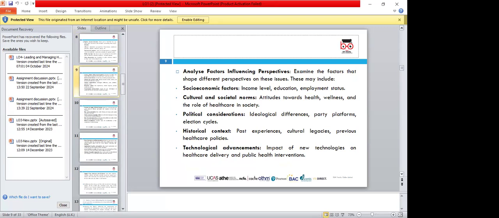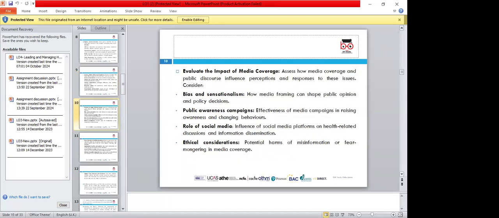Now, in analyzing the factors that influence the perspective, you have to examine the factors that shape different perspectives: socioeconomic factors, that could be income level, education, employment status; cultural and societal norms, attitudes towards health, wellness, and the role of the healthcare in society; political considerations, historical context, and technological advancement. Those are things you have to look into in addressing your issues. Now, you also have to look into the evaluation of the impact of the media coverage.